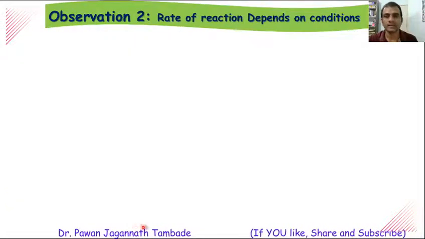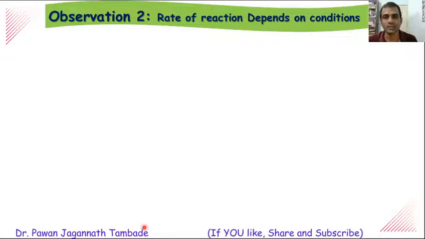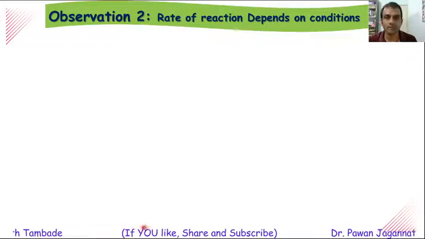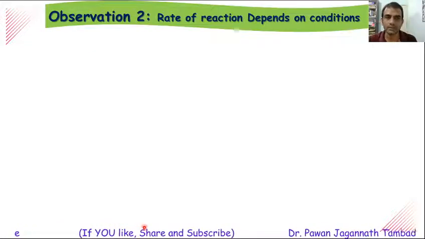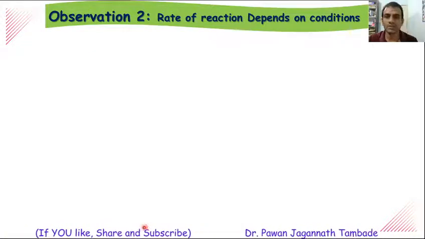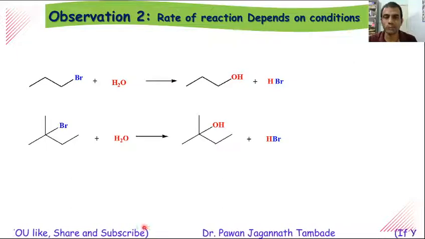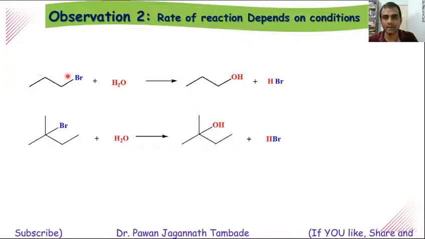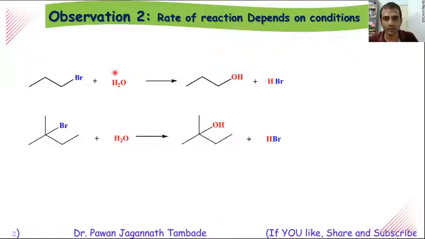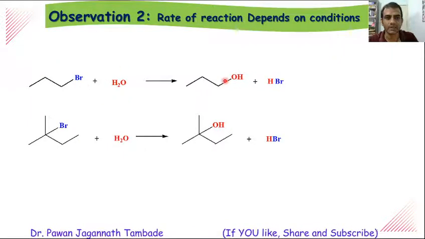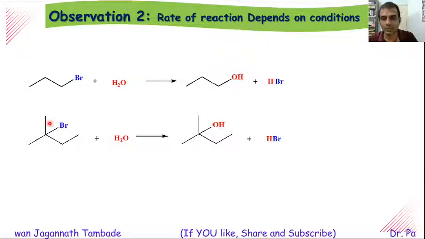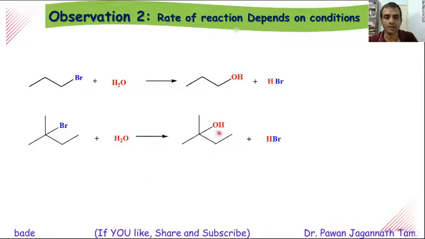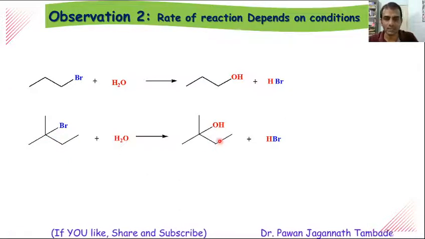The second practical observation in case of SN reaction is that the rate of reaction depends upon certain conditions. What does this mean? This can be understood by this example. If you look at this example, in this case this alkyl bromide is reacting with water, where water will act as a nucleophile, and we will get the product. And in this case also, this tertiary alkyl bromide is reacting with water and we will get this tertiary alcohol as a product.